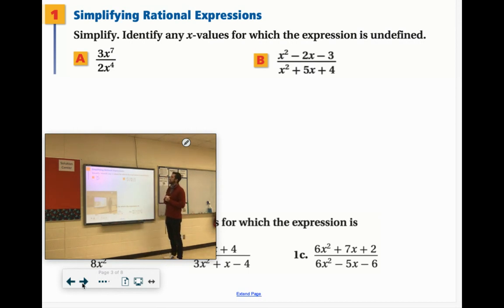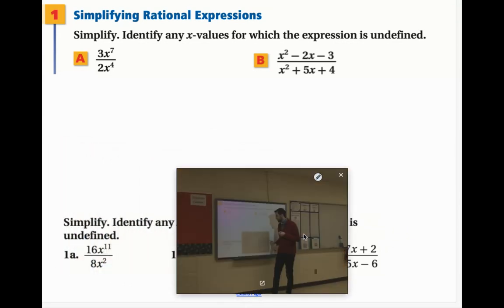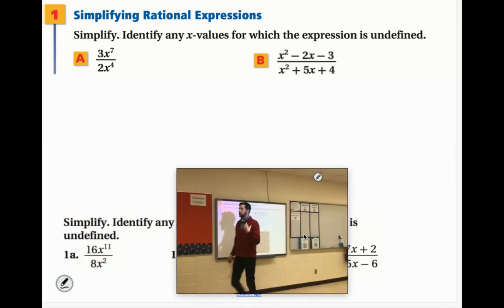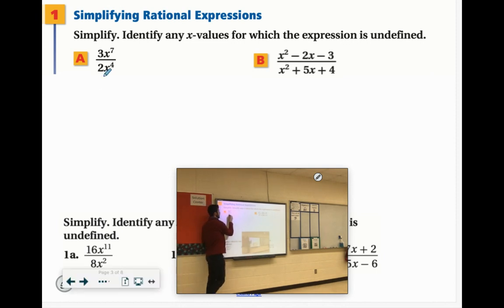Simplify, and identify any x values for which the expression is undefined. So again, we only need to worry about the denominator, and only when you see x's in the denominator. So we have to go with the original. That's one of the first things I like to find. The only x in the denominator is this 2x to the 4th. So what is the only way I can make the denominator equal 0? Well, it would be if that x equaled 0, right?